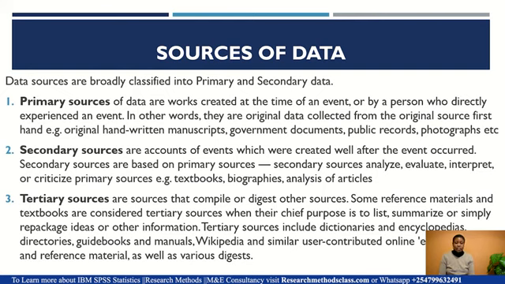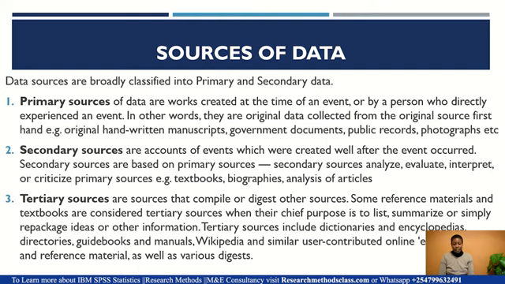The third one is tertiary. Tertiary sources are sources that compile or digest other sources. A source is considered tertiary when their chief purpose is to list, summarize, or simply repackage ideas or other information. Common tertiary sources include dictionaries, encyclopedias, directories, guidebooks, manuals, Wikipedia, and similar user-contributed online encyclopedias and reference materials, as well as various digests.